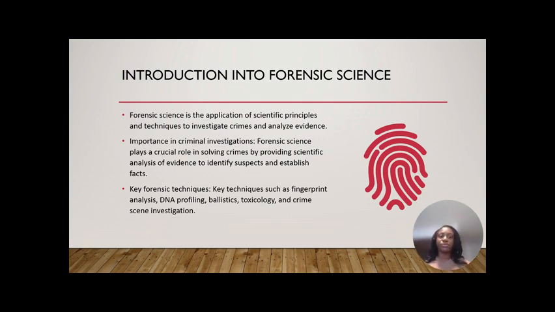Importance in criminal investigations. Forensic science plays a crucial role in solving crimes by providing scientific analysis of evidence to identify suspects and establish facts. So again, if we have a crime scene and we see a footprint, we need to be able to say, is this footprint from a person that has a bigger size shoe, a smaller size shoe? If we found a hair follicle, let's see if we can run it in our database to see if we have any matches. If we see a fingerprint, a blood spatter, anything like that, we need to be able to test it to give us an understanding or at least a clue of who our suspect may be.